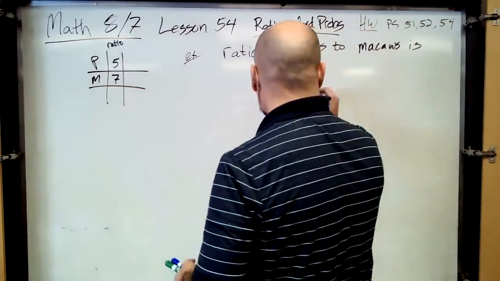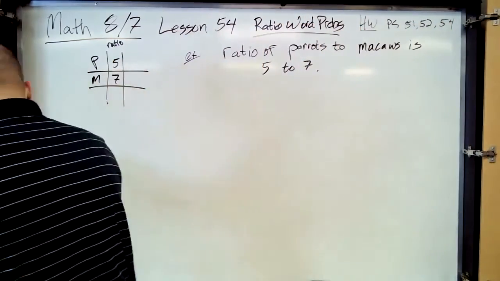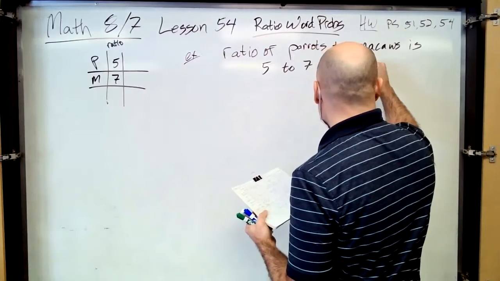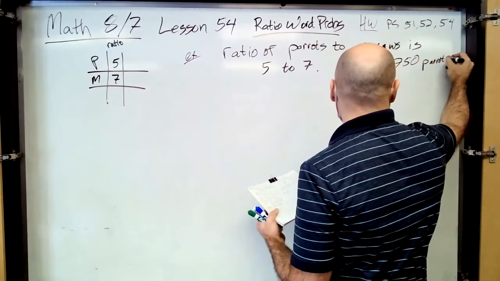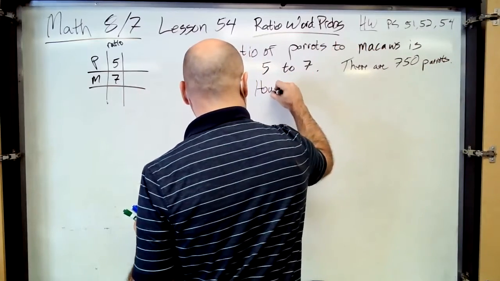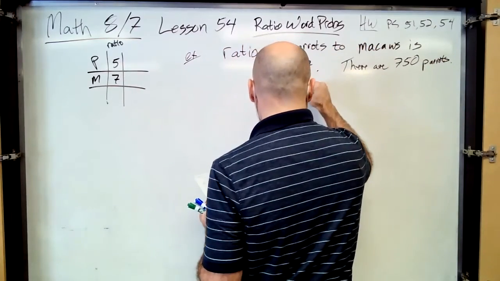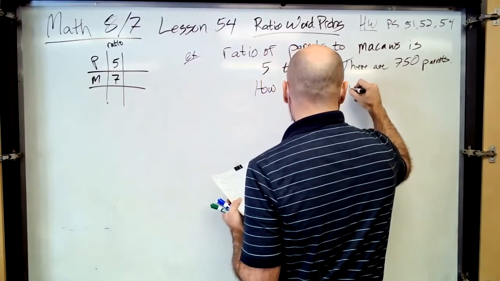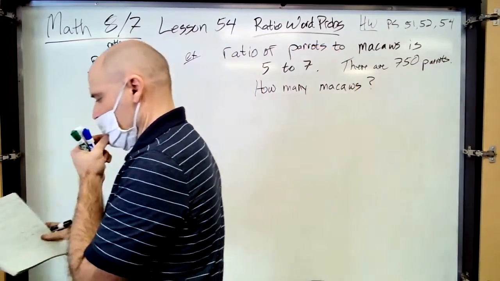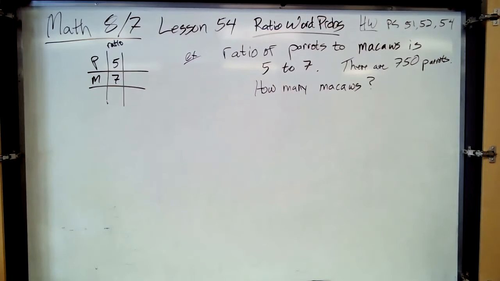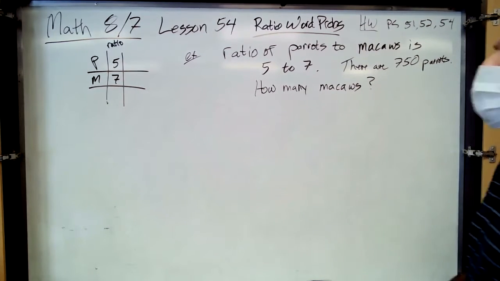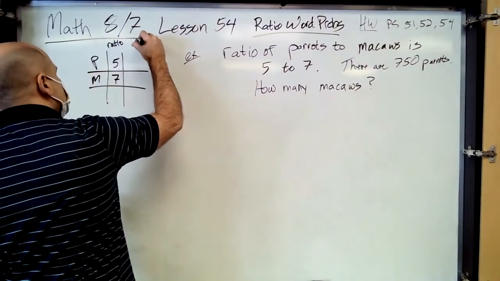All right, so, but this is not the end of the problem. Here's what it says. Let's say there are 750 parrots. There are 750 parrots. That's a lot of parrots. How many macaws are there? If the ratio has to be 5 to 7, how do you figure out how many macaws there are if there are 750 parrots? Anyone know how to do that? Do you know, Grady? I would divide 750 by 5. Okay, and then what? And then whatever that comes out to be, multiply it by 7.